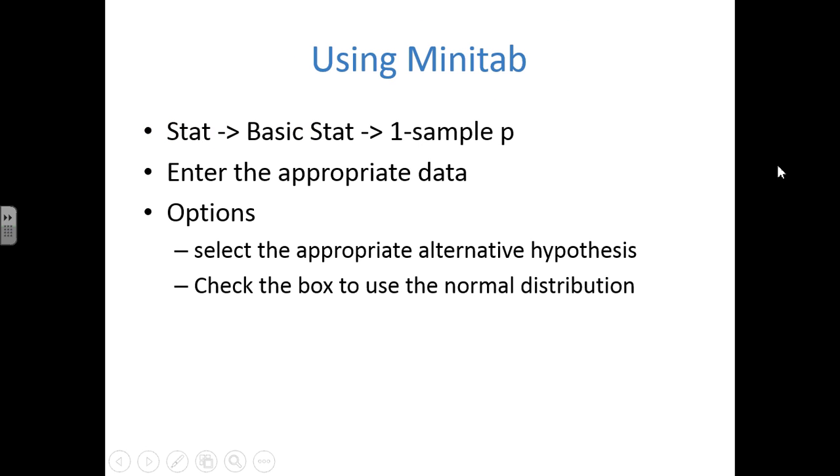So using Minitab, we go to Stat, Basic Stat, one sample P, the same place we went when we did confidence intervals. We enter in the appropriate data just like we did when we did the confidence intervals, except this time we're going to check the box that says test. Then it's going to ask us for our hypothesized mean or our claimed value. And then you go to options, select the appropriate alternative hypothesis, and with this particular test you need to check the box to use the normal distribution because that's the formula that your textbook is using.